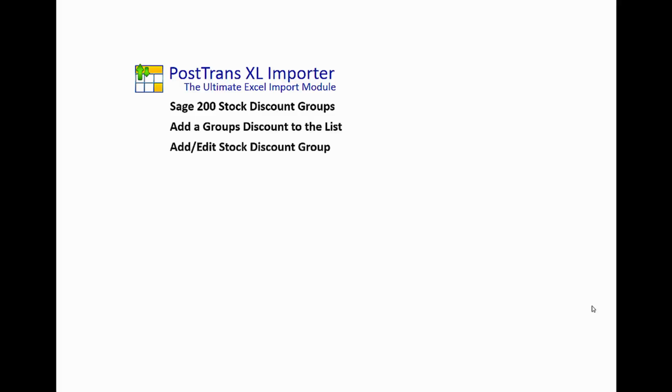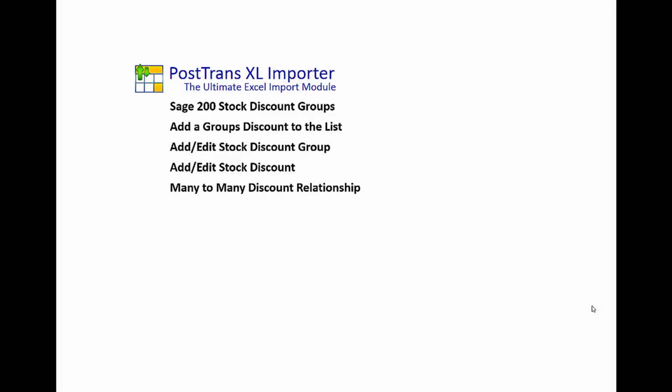Then we're going to go in and we're going to add a stock discount group, so that's applied to a group of stock items, and possibly edit some already existing data. And then we're going to go in and do the same for an actual discount item on a stock item. So these will all be added to the new discount group list we created in the first step.